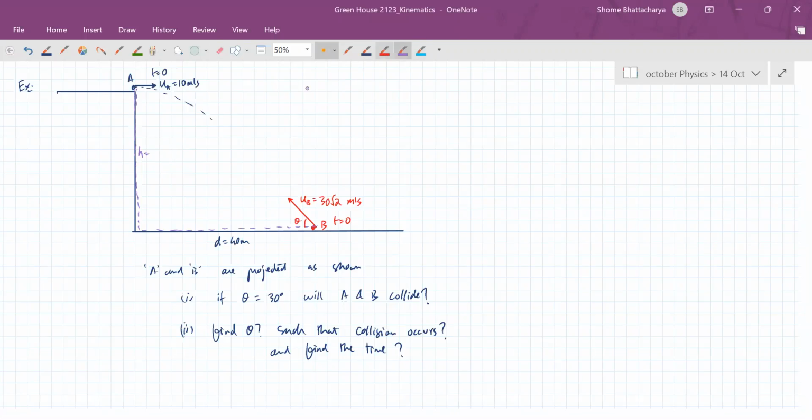Just make a correction to this value also. This h should be 30 meters instead of 60 meters. Okay, h is 30 meters. This distance d is 40 meters.